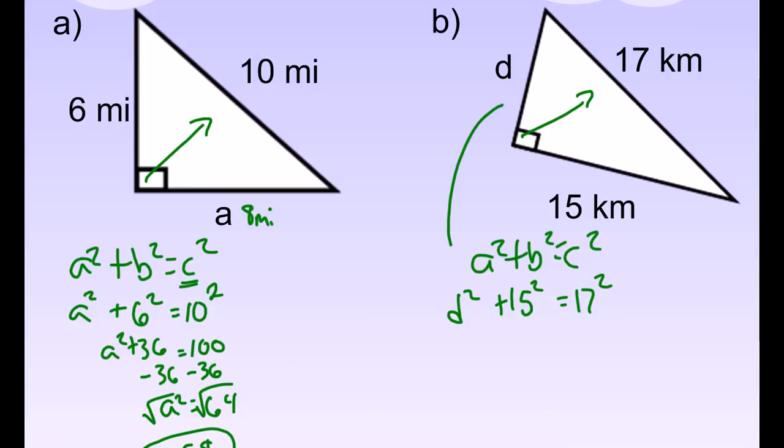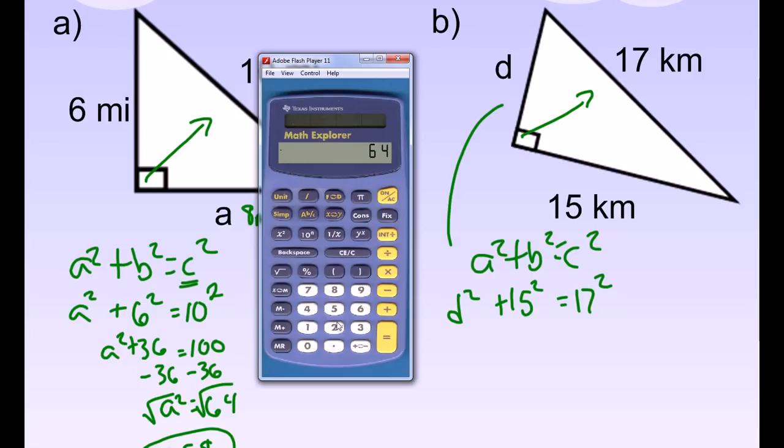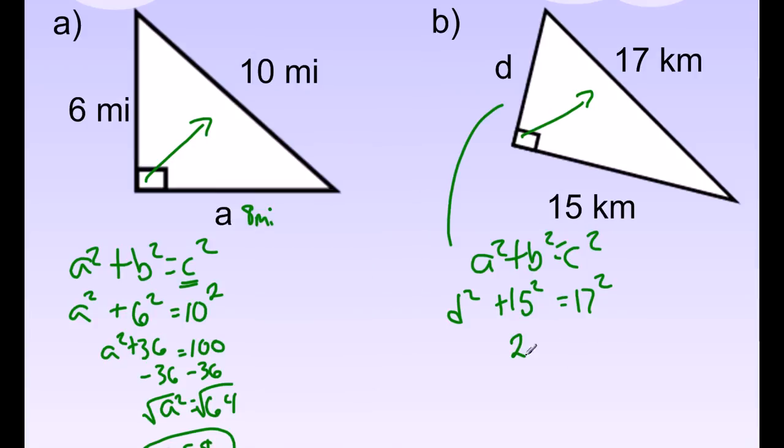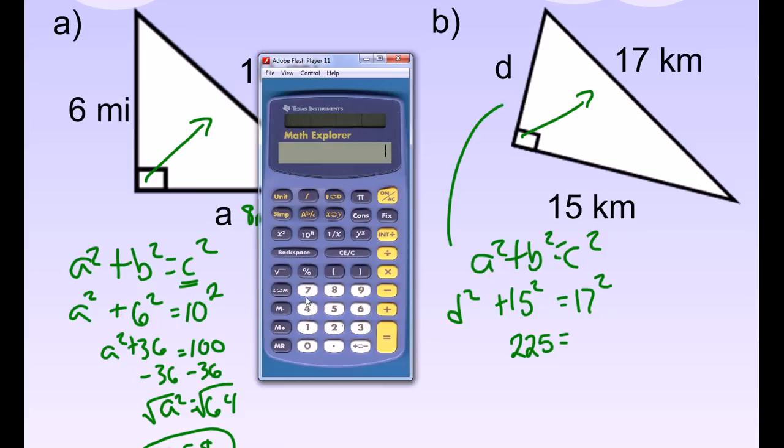15 squared. I think that's 225. 225 is what I think. Squared. There we go. 225 equals, I have no clue about 17 squared. 17 squared, 289.